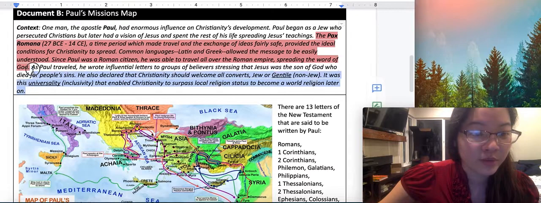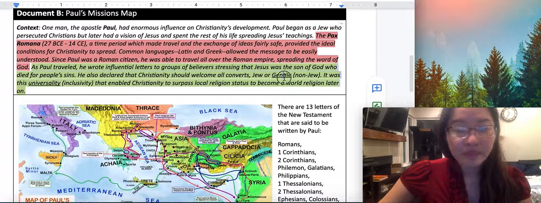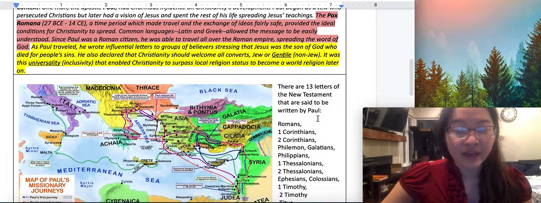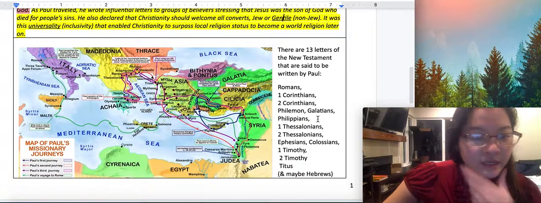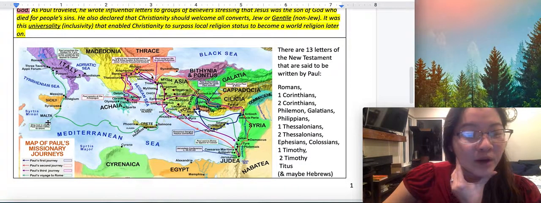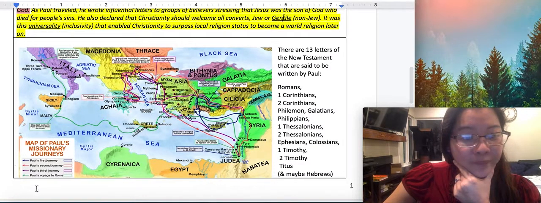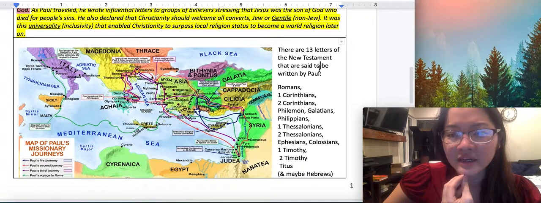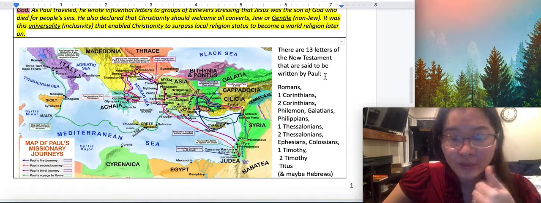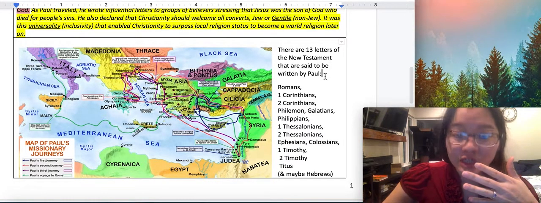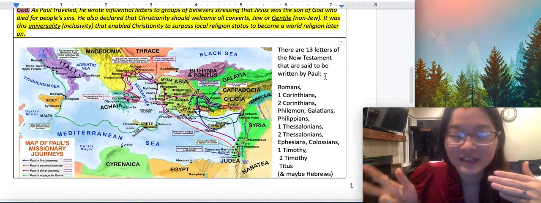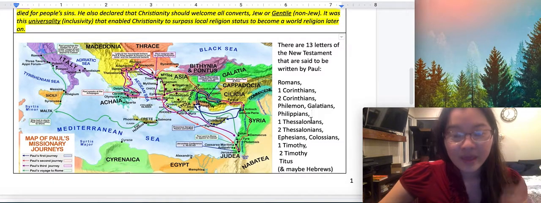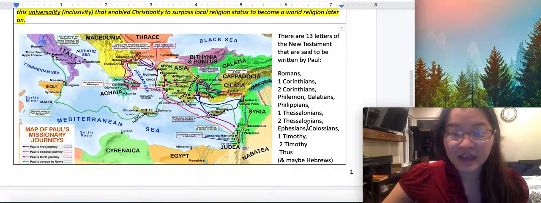Okay, so I know that this is very important, and this is going to help us answer the next question. And so I'm going to go ahead and look at the map as well, just to get a sense of what I see here. I do know that this map is of Paul's missionary journeys, because I see that right here. He went on 3 journeys, and he also went to Rome. I see all these different lines, which indicates to me that he's been going all over the place. And also on the side, it says there are letters of the New Testament that are said to be written by Paul: Romans, Corinthians, Philemon, Galatians, Philippians, Thessalonians. Oh my gosh, this list is really 13 of them, right? And he also may have written Hebrews as well.